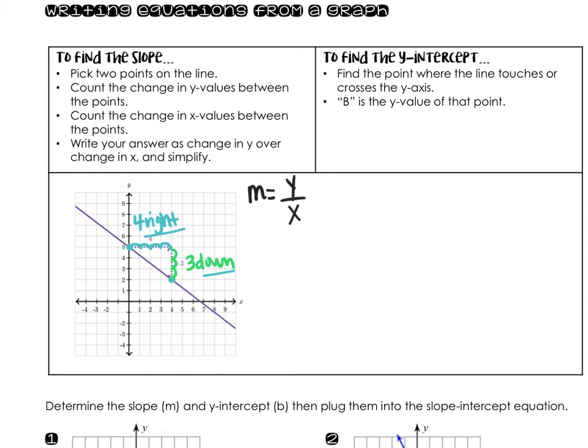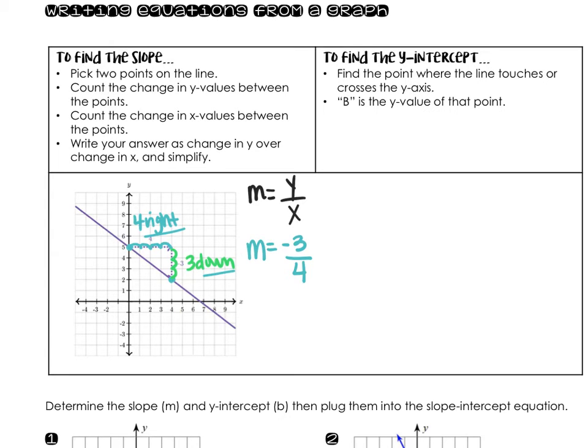So I'm going to think about that. So y change is going to tell us up or down. So in this case, it was 3 down. So I want to represent that with -3. And then 4 right on the bottom for x is represented with positive. Right is positive, left is negative. Okay, so that's my m, but I'm not done.